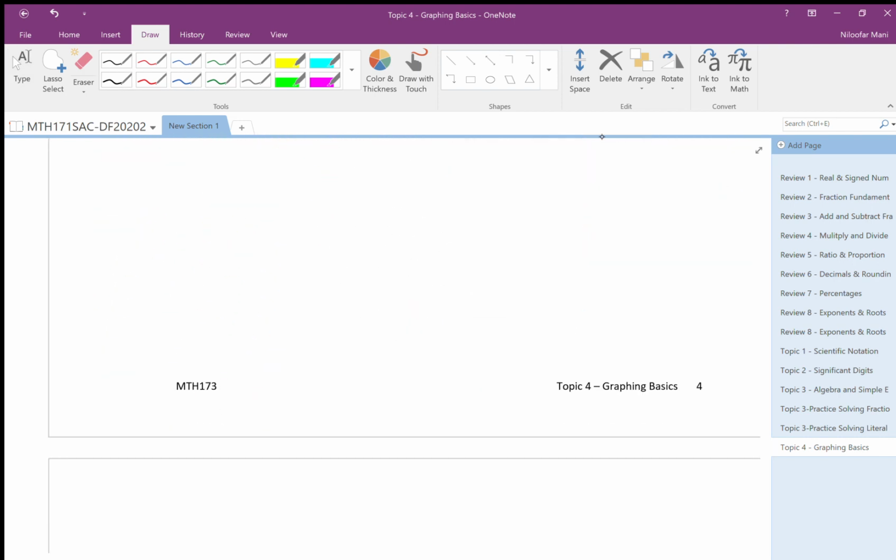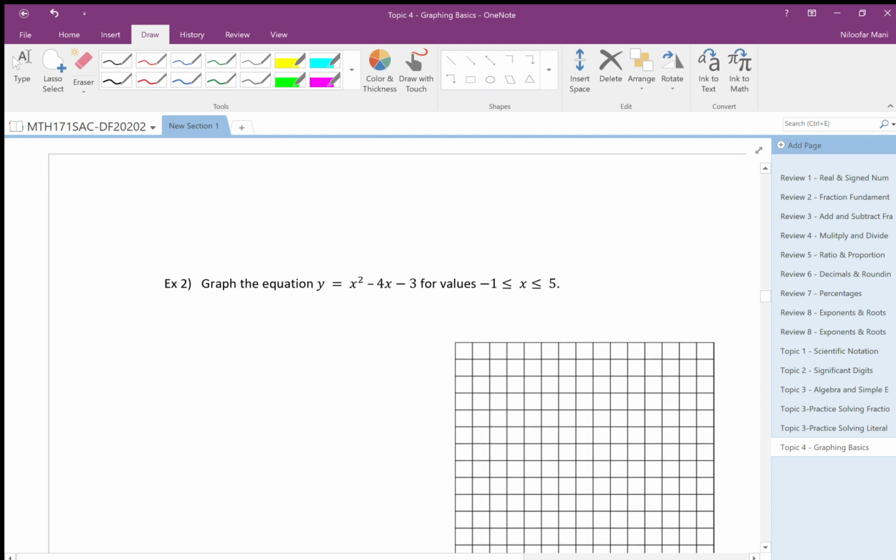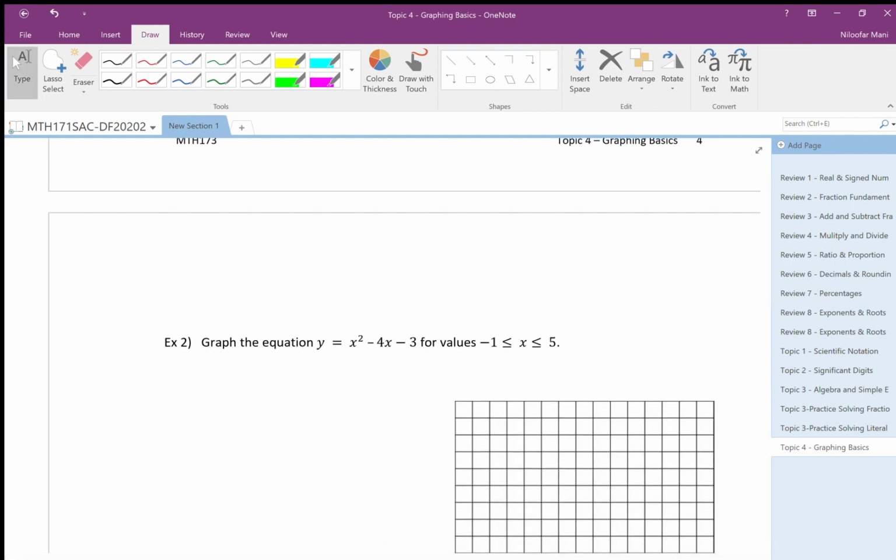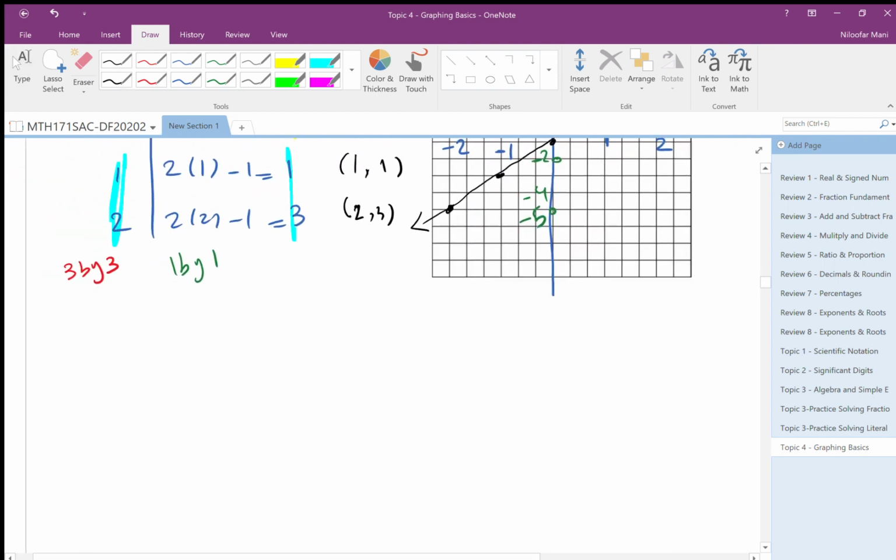So I stop here, and for the next graph, which is not a line, this is a curve, because I see power 2 for x, I continue after.